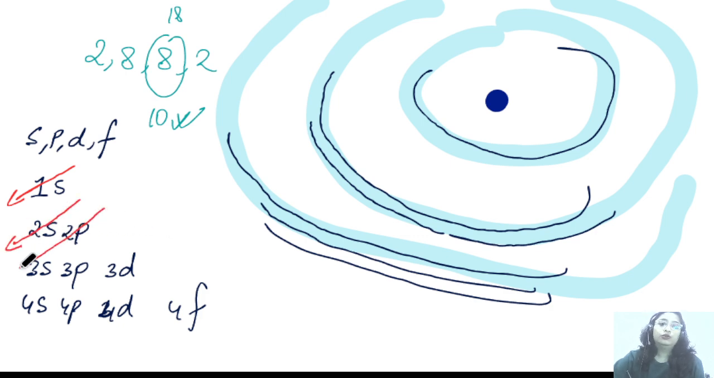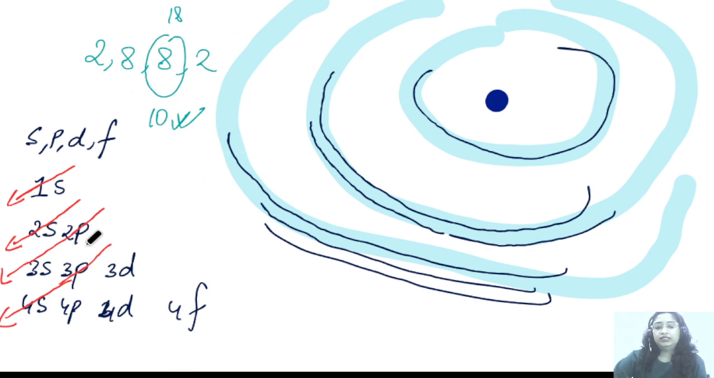Okay, 2p, and after 2p the third orbit is getting filled. In the third orbit, the first subshell is s, the second subshell is p, and the third subshell is d. But after 3s, 3p is going to get filled, and after 3p, 3d is not going to get filled up. 4s is going to get filled. Okay, like this.